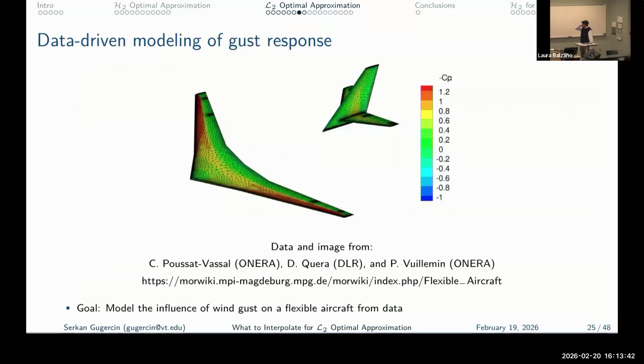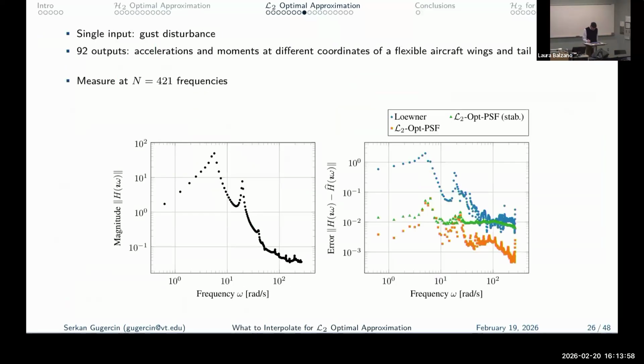And here's an example. We have some colleagues at Onera. They have this flexible aircraft model. We got the model and data from them. They tried to model the influence of wind gust on a flexible aircraft. What they gave us is a single input, which is the gust disturbance, and a lot of outputs. I have so many measurements: 46 accelerations and moments at different locations on the wing. So that is the input-output.